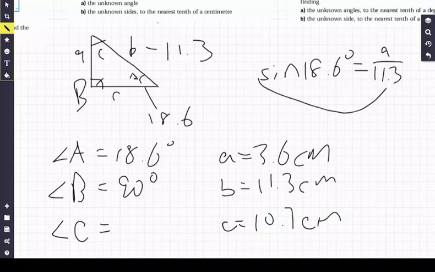So for angle C, we don't have to do anything special. We already know that 180 minus 90 minus 18.6 will give you 71.4 degrees. So there are a lot of ways we could solve this triangle, but usually by using the Pythagorean theorem and the interior angle formula, we're trying to keep it at the most simple.